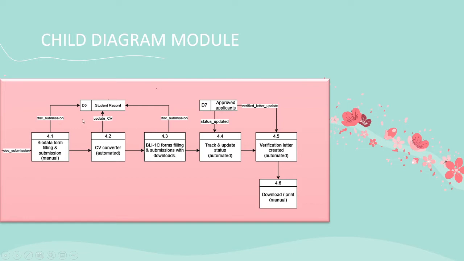And moving on to the second, where students need to submit the form, which is the BLI 1C form filling. They can fill up a maximum of 3 companies, so later in the interface we have 3 forms that can be done in one flow, and then they can track and update the system. And after that, when it is already approved, they will get the verification letter, which will be automatically created by the admin, and then they can download and print.